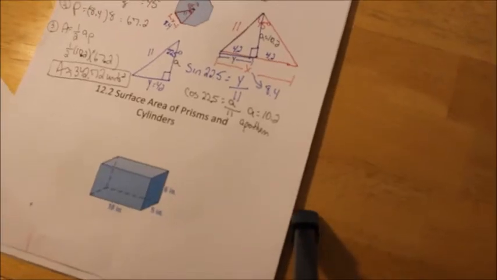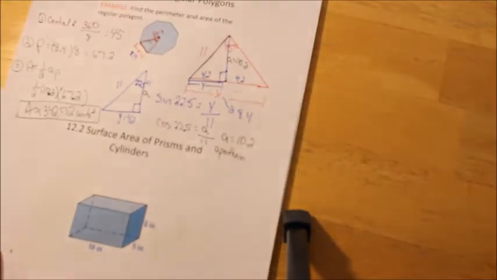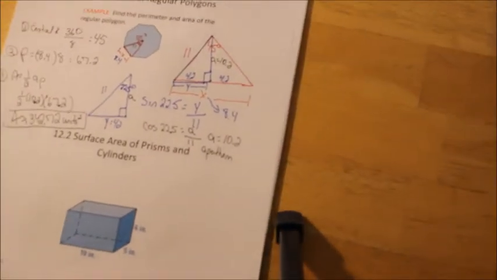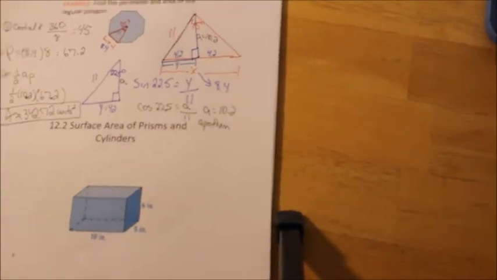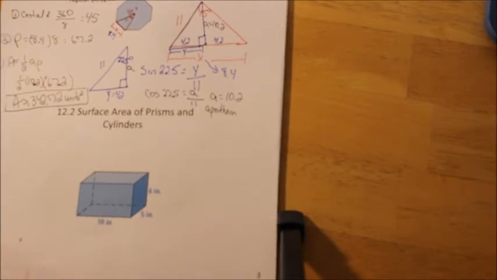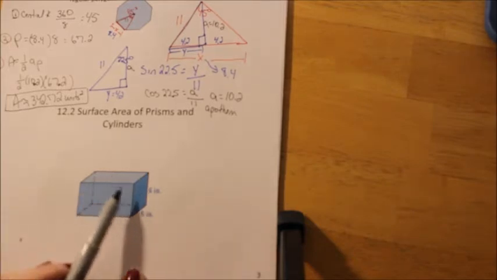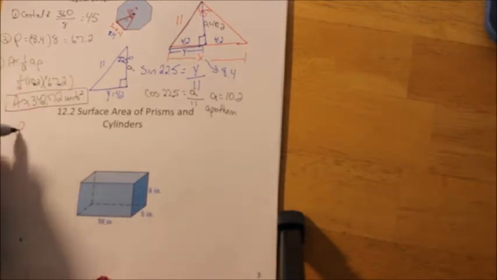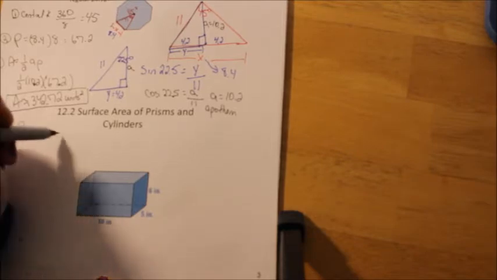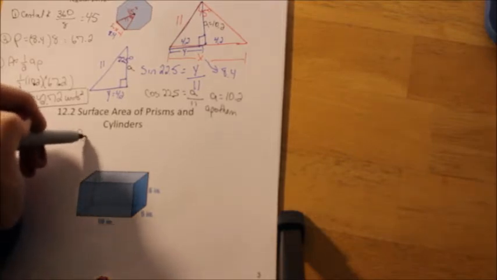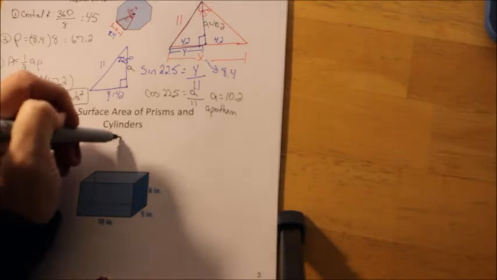Okay guys, we are going to do the second part of 12.2, which is now we're going to get into how do you find the surface area of a prism. So first let me define what a prism is. A prism is a three-dimensional figure where all of the faces are polygons. So that's what a prism is. So all faces are polygons.